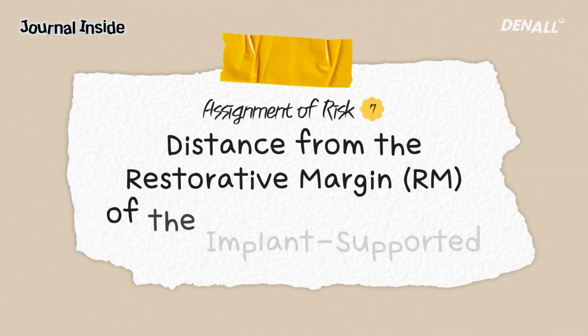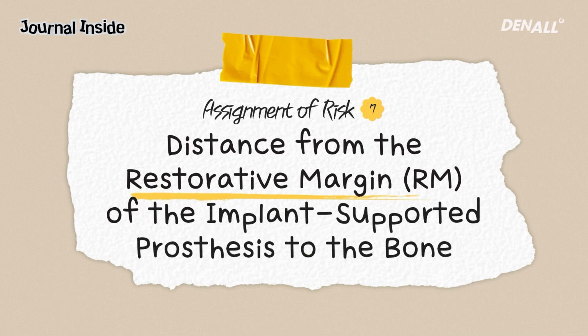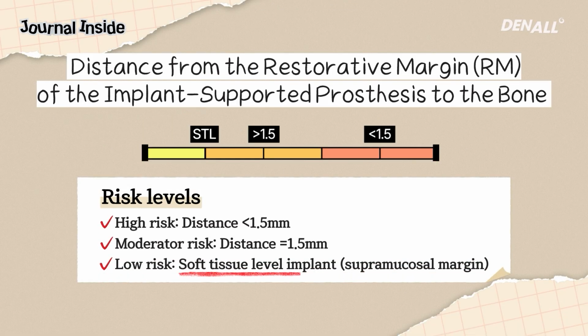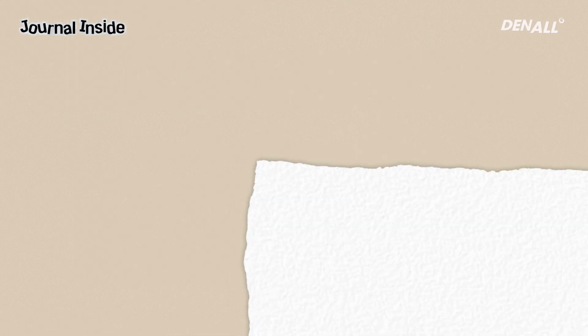The distance from the restorative margin of the implant prosthesis to the marginal bone also serves as a parameter for predicting the risk of peri-implant disease. In this respect, tissue-level implants have an advantage over bone-level implants. The risk increases when the distance from the prosthetic margin to the marginal bone is less than 1.5 millimeters, and this is also related to the design of the abutment. This is because when the abutment diameter is the same, the emergence angle is determined by its height.